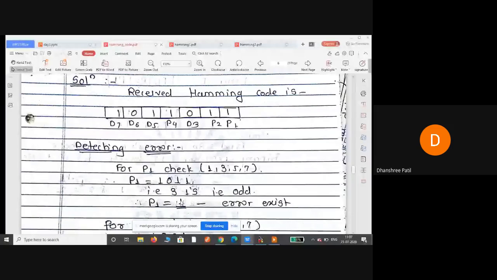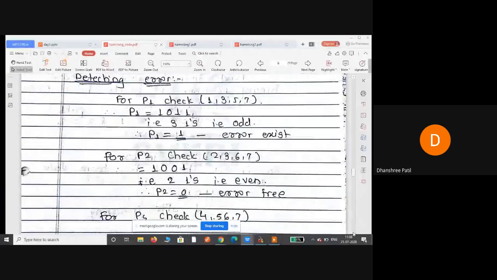So here, first the value contains an error for P1. It is 1, means error exists. Again calculate for P2 also. For P2 we have to consider 2, 3, 6, 7. So 2367, it is 1001. Number of ones are what? It is 2, so it is even. So it is error free.